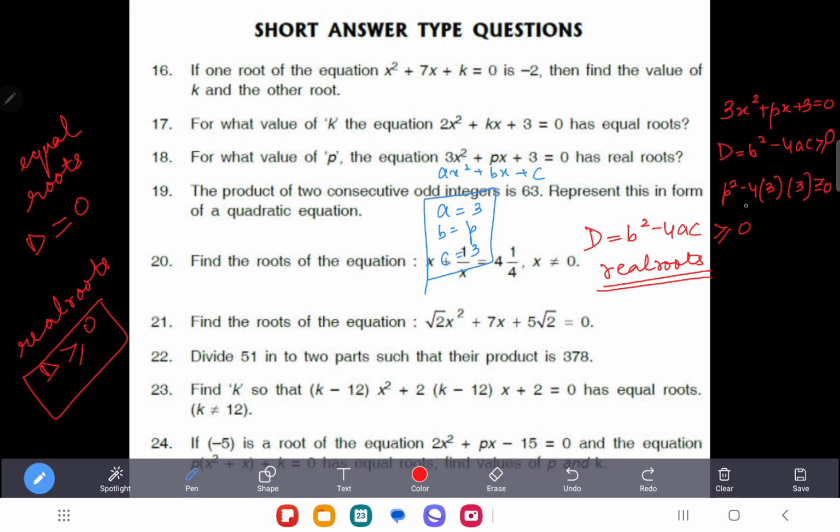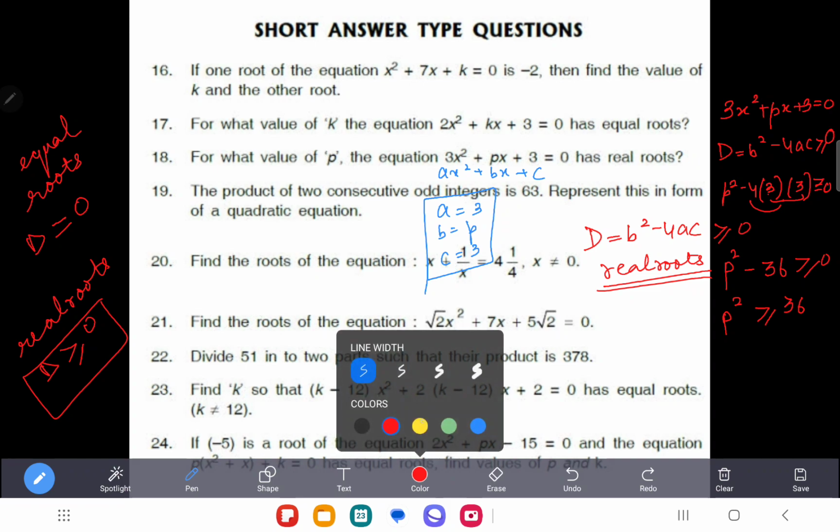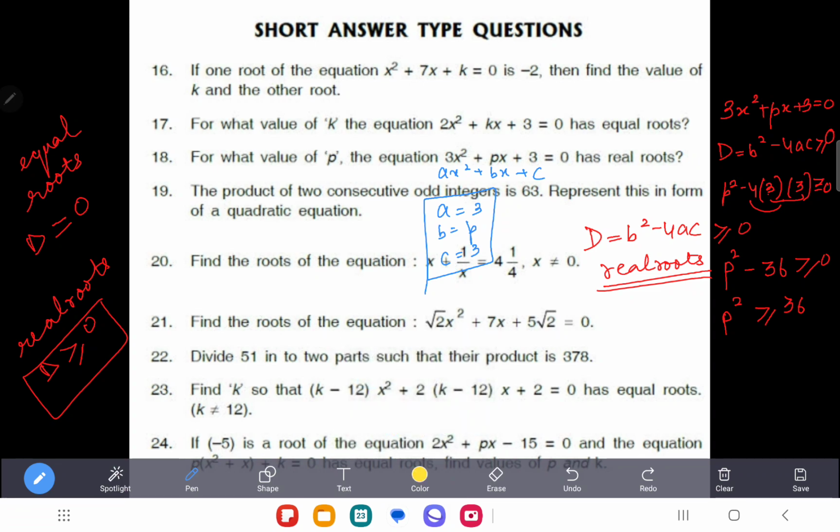So here, what you're supposed to do, you're going to say p square minus 9 times 4, which is 36, is greater than or equals to 0. So p square is greater than or equals to 36. I hope you're understanding the concept. So p should be greater than or equals to what? So now you understand the p square value.